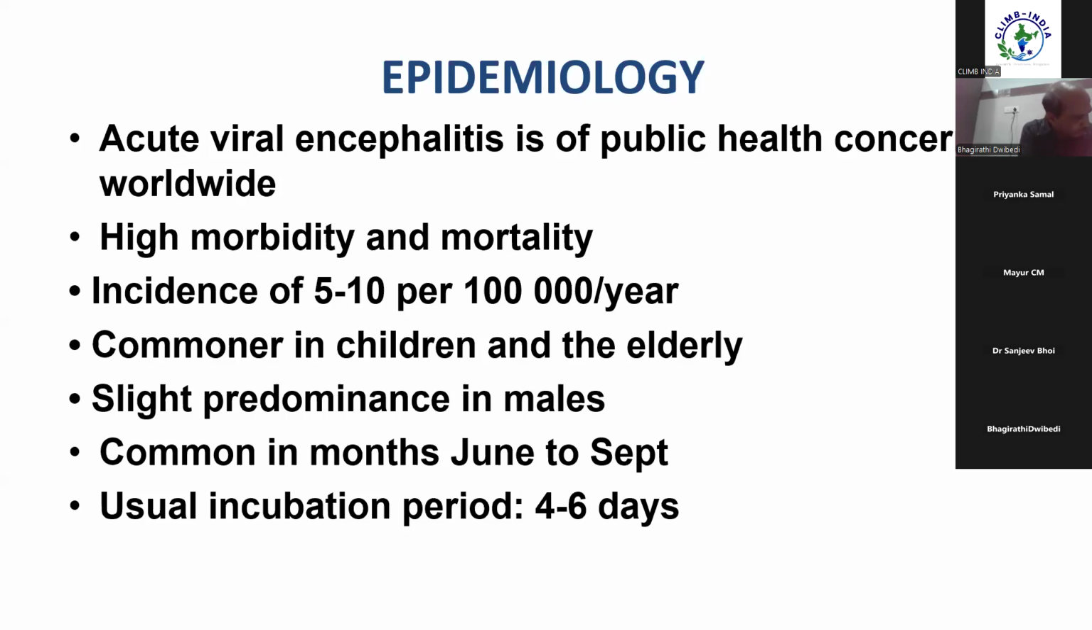It's most common in children and the elderly, more than 60 or 65. Slight predominance in males, we don't know why it is so. Maybe exposure is more to vector population or outside behavior. It may be because of that males are more prevalent. And it is more common from June to September, maybe because of arboviral illnesses, because mosquito or arboviral illnesses can be more prone in June to September or September to October. The incubation period is not fixed; it will depend upon the different viruses, but roughly it is 4 to 5 days, 4 to 6 days.